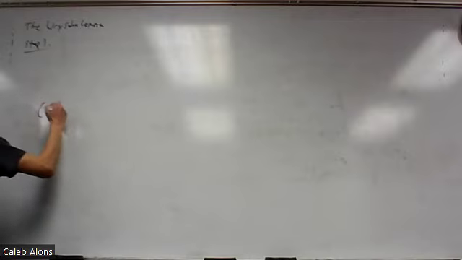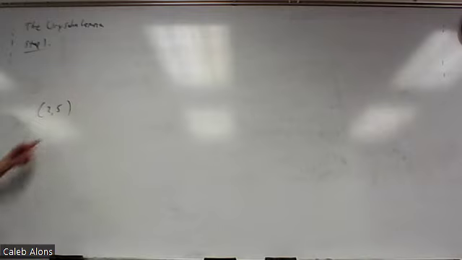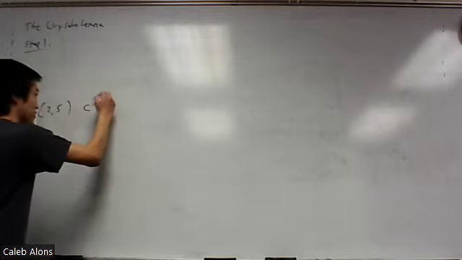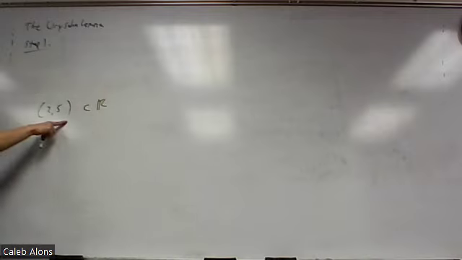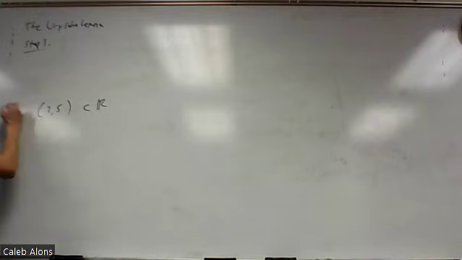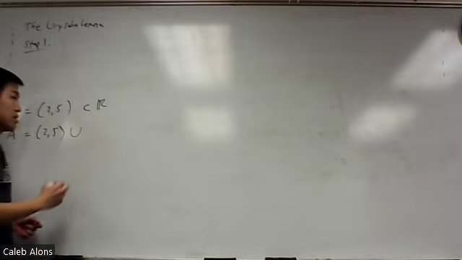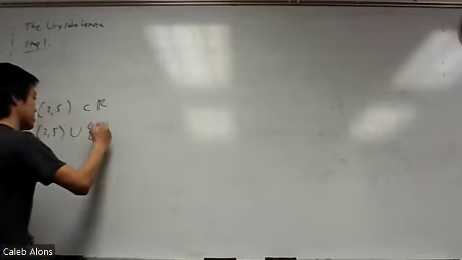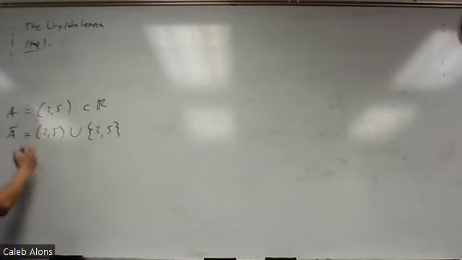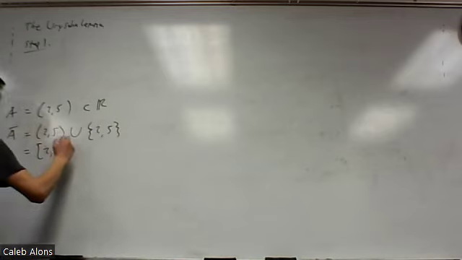Say I had 2 to 5, and this is in R. That's a subset of R. So right now, this is open. And if I call this A, then if I want to close it, I'm going to include its boundary points or its limit points. So the closure of A would be the open set union the set of those objects. In this case, it'd be 2 and 5, which is just saying [2, 5].